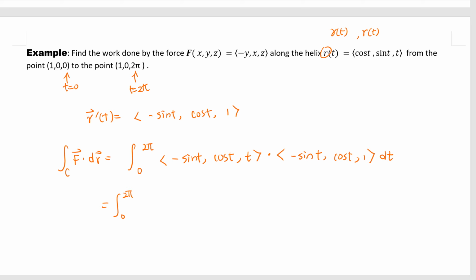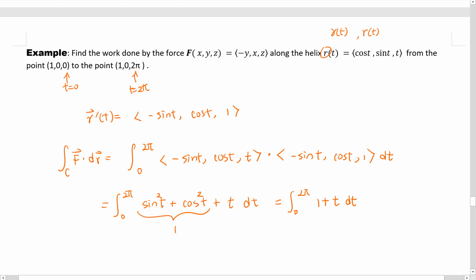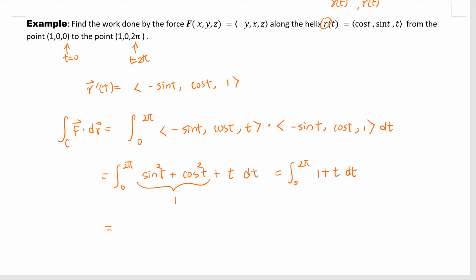Minus sine t times minus sine t is positive sine t squared. Cosine times cosine is cosine t squared. t times 1 is t. Sine squared plus cosine squared is 1. So we just get 1 plus t dt. So far so good, everybody? Do you have the same answer? And then integral of 1 is t. Integral of t is t squared over 2. Evaluate from 0 to 2 pi.